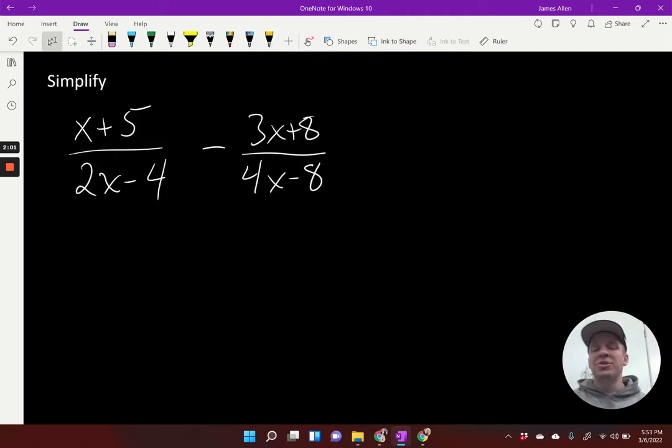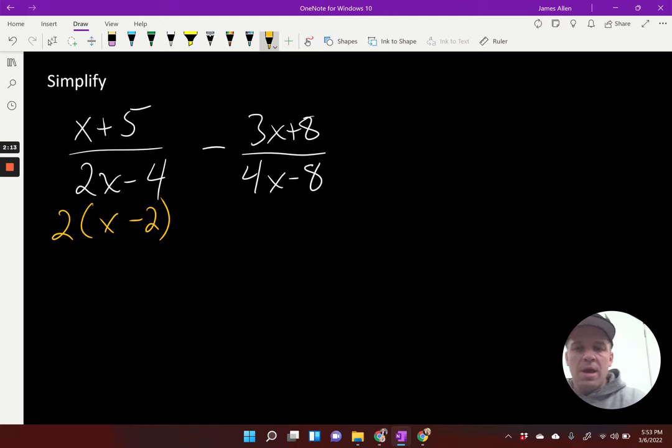Let's try one more just like that. Or is it just like that? I don't know. Looks like I need to factor my denominator here first. So let's do that. My numerator will stay the same. I'll just write it below it. 2, and then I'll have x minus 2. My other denominator I can factor out. It'll be 4, and then I'll be left with x minus 2.